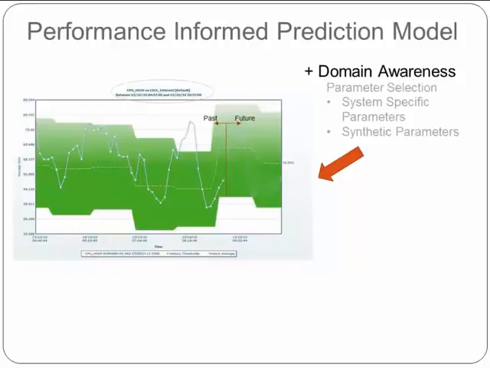So how do you do a performance-informed prediction model? As I said earlier, the first thing you want to be able to do is to have domain awareness. You want to be able to have this domain awareness that knows things about performance monitoring, and you want it to be able to help you pick out what are the various kinds of parameters that you really want to look at. Then you want to take this and put this into a generic model.